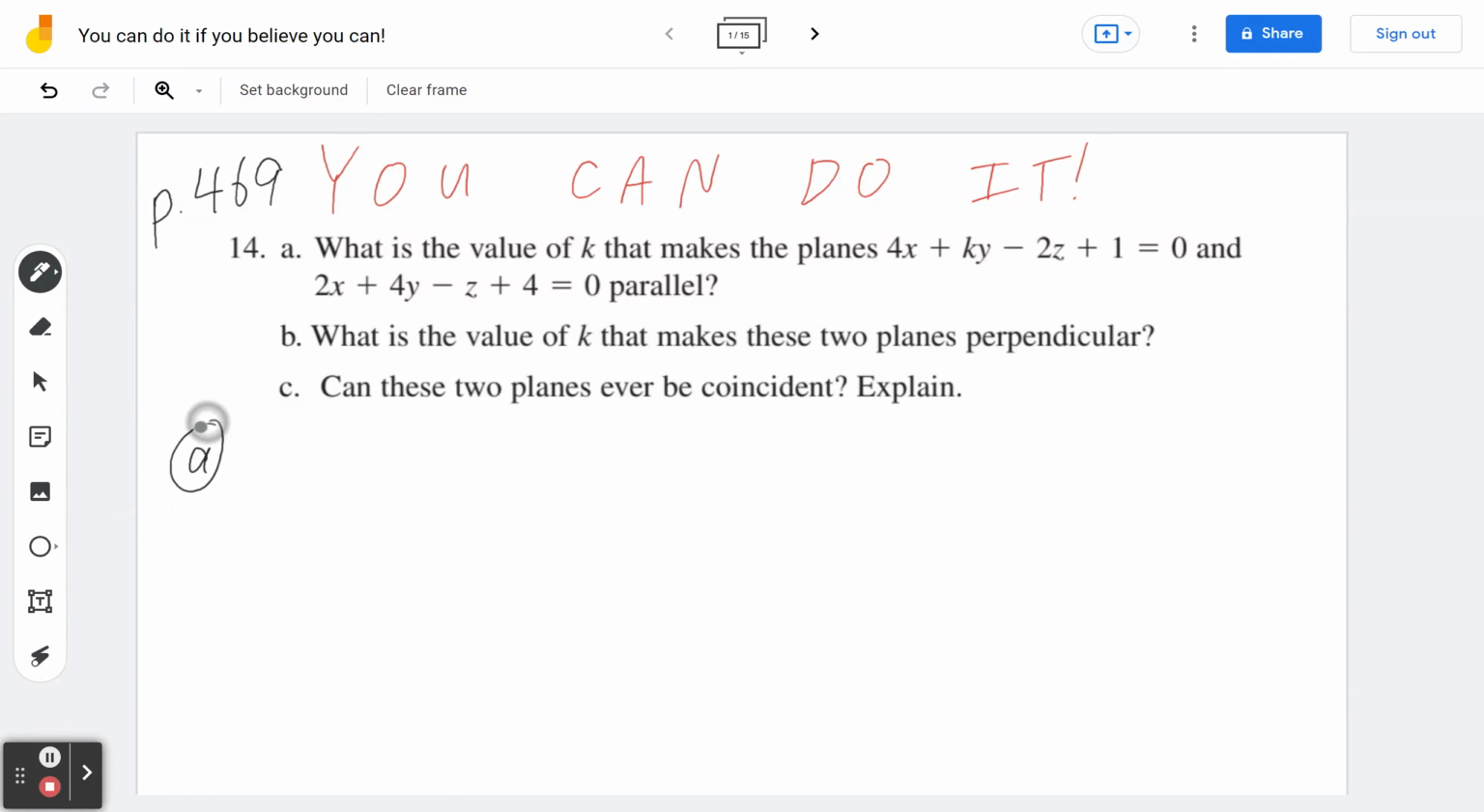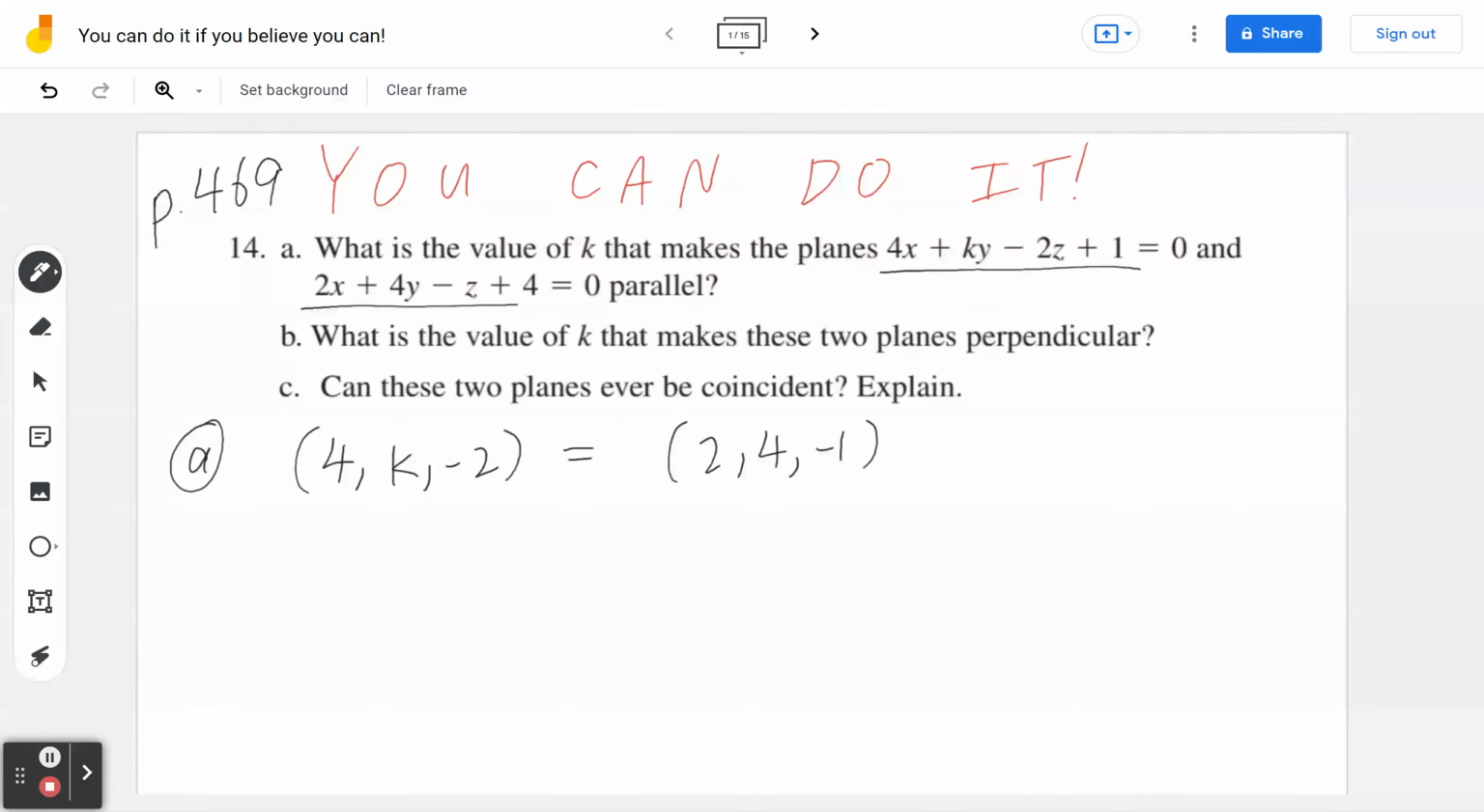Step number 1, write down the corresponding normals. For example, in the first plane, the normal is going to be (4, k, -2). And the second normal is going to be (2, 4, -1). Now, you have to fully recognize that if they are parallel, one normal is going to be a scalar multiple of the other.